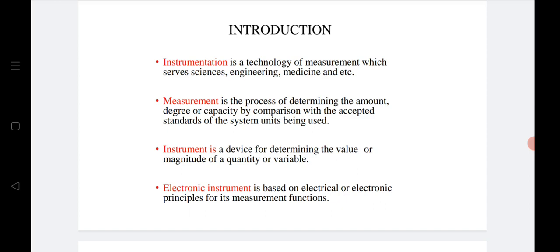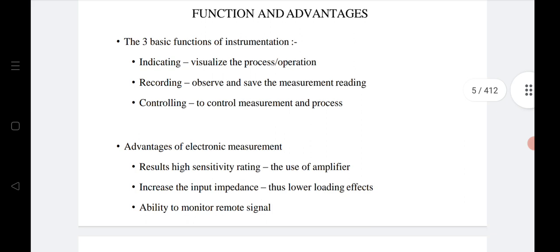Coming to our next definition, electronic instrument. An electronic instrument is based on electrical or electronic principles for its measurement functions. So in electronic instrumentation, the components we are going to use to build an instrument are nothing but electrical or electronic components. So these are some basic definitions related with your AI. Let us come to the next part.